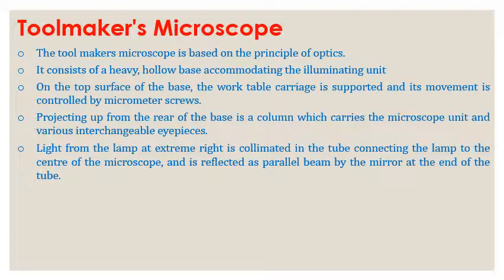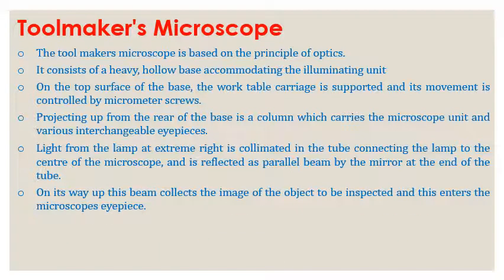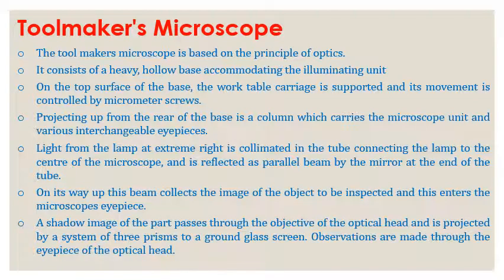Light from the lamp at the extreme right is collimated in the tube, collecting the lamp to the center of the microscope. Further, it is reflected as a parallel beam by the mirror at the end of the tube. On its way, this beam collects the image of the object to be inspected, and this enters the microscope eyepiece. Through the eyepiece a shadow image of the part passes through the objective of the optical head and is projected by the system of three prisms to a ground glass screen. Observations are made through the eyepiece of the optical head.